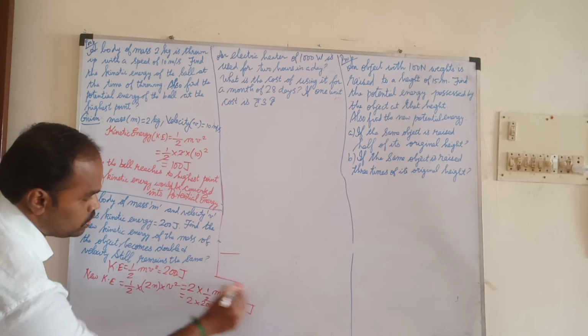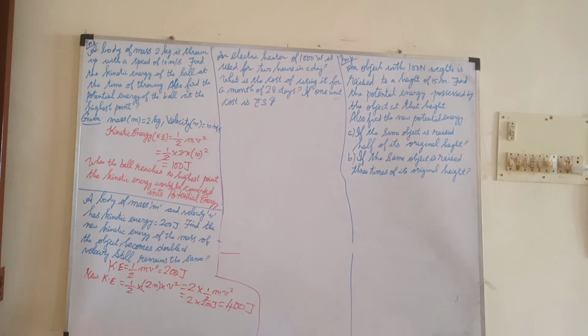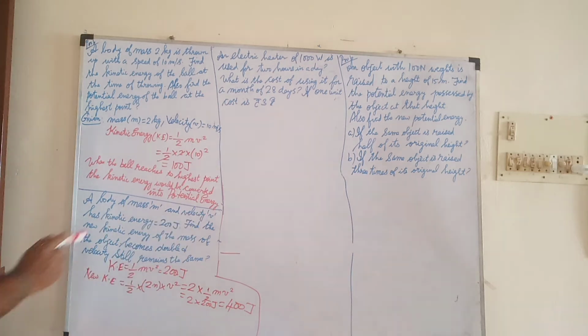400 joule. That is the answer. Have you got it? Yes, sir. Again, one more time I will repeat it. A body of mass m and velocity v has kinetic energy 200 joule.